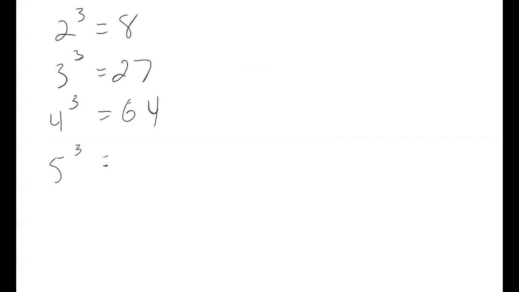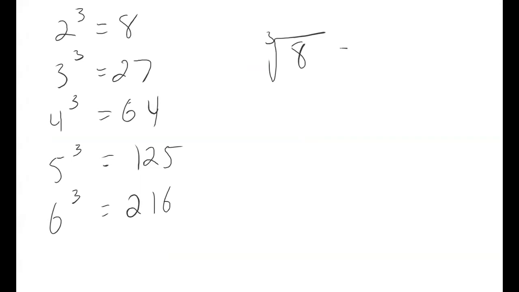2 to the third power is 8. 3 to the third power is 27. 4 to the third power is 64. 5 to the third power is 125. 6 to the third power is 216. So those I've got memorized. You don't need to, because if you go to your calculator and you find this little key and you put in an 8, your calculator will spit back out a 2. So if you don't have the first couple of sets of cubes memorized, then definitely make sure you know how to use your cube root key.